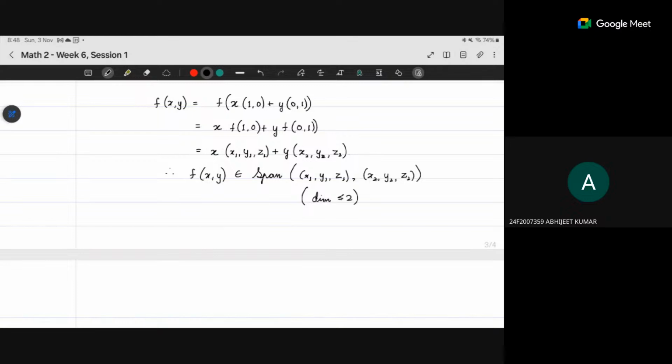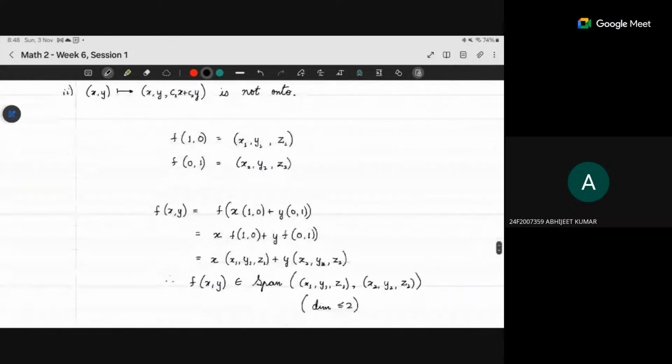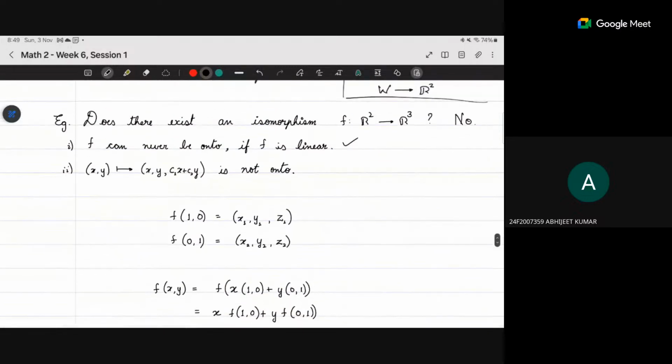Yes, sir. Right. So this is the most general example. If you want to go even more generally, I've just taken (1, 0) and (0, 1) so that it is easy to see. You can take any basis of R2 and look at their images. Those things span a maximum of a two-dimensional space in a three-dimensional space. So you cannot cover all the vectors just by taking linear combinations of those. So that is why the answer to this question is no.